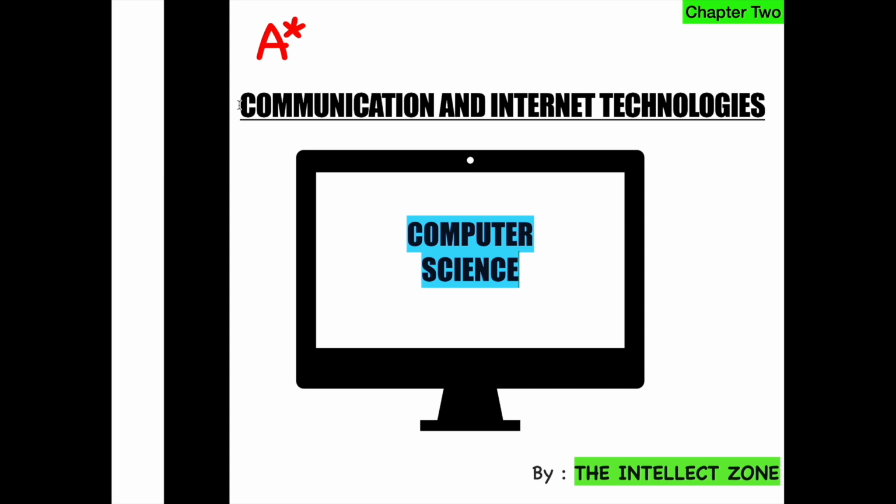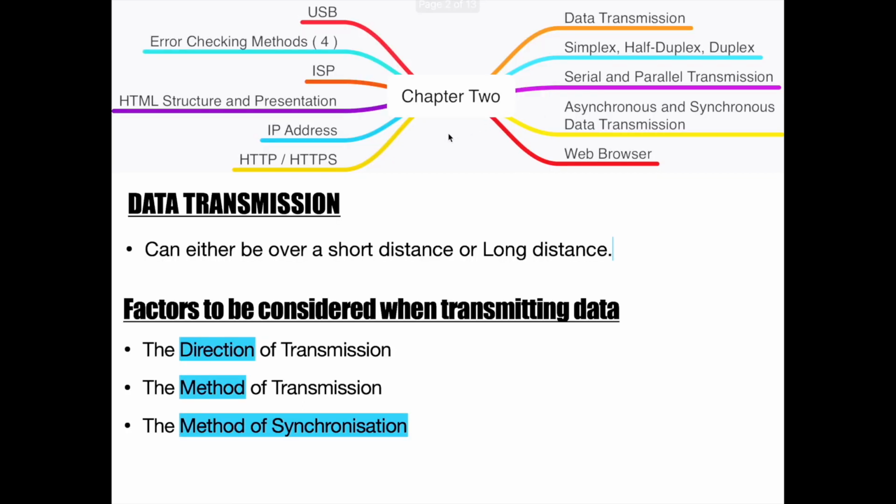Well, the second chapter is named Communications and Internet Technologies. The diagram above indicates the subtopics that we will be going through in this chapter. The first subtopic is named Data Transmission. Basically, this is a process in which data is transferred among two devices or more. This transferring process can occur over long or short distances. This transferring process relies on three factors: the direction and method of transmission, and the method of synchronization.